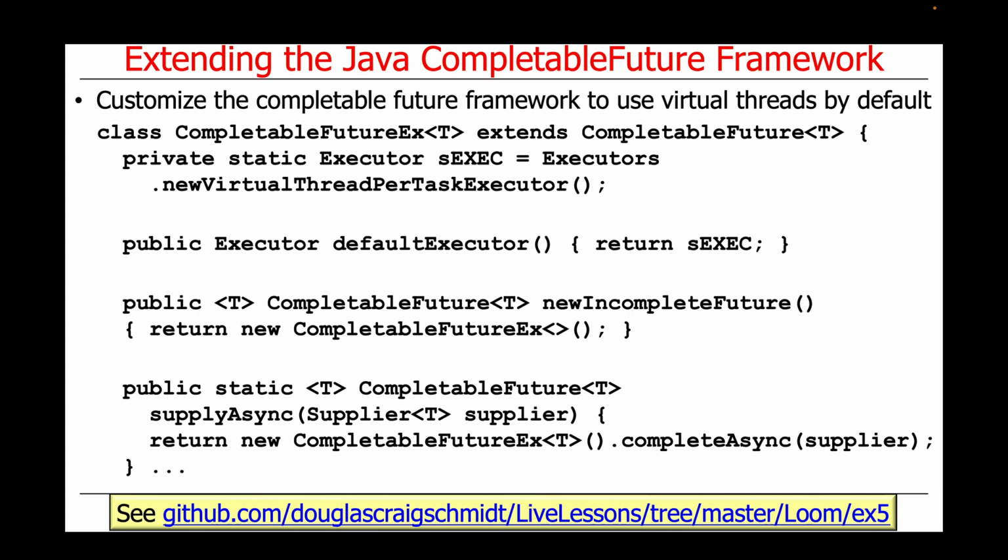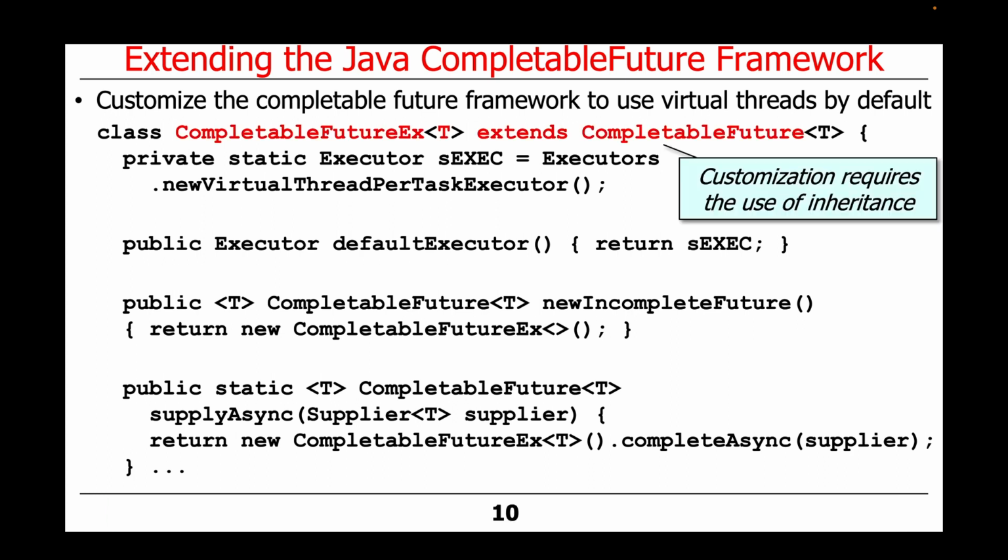We'll start by taking a look at the CompletableFutureEx class, which extends CompletableFuture. And as usual, we apply customization using inheritance. There's no other portable way to take control of how the CompletableFuture framework behaves other than to subclass it, as we're showing here. Next, we define a private static variable called sExec. This particular executor by default will create a virtual thread per task. We do this by using the new Java 19 Executors newVirtualThreadPerTaskExecutor factory method. And that's the type of executor we're creating.